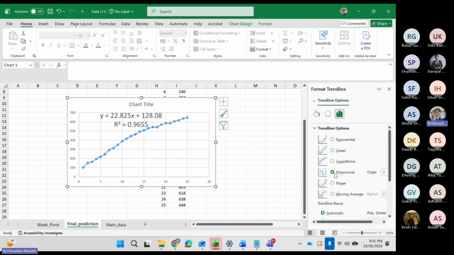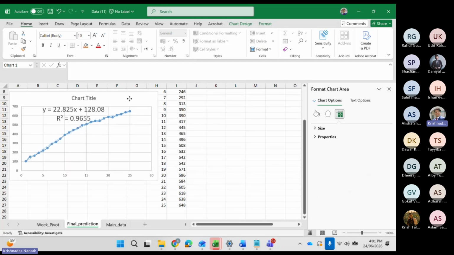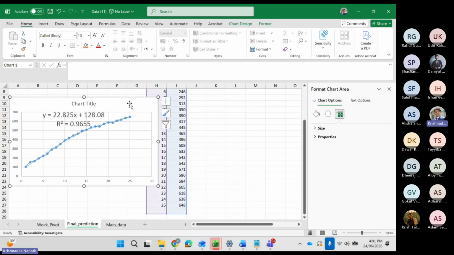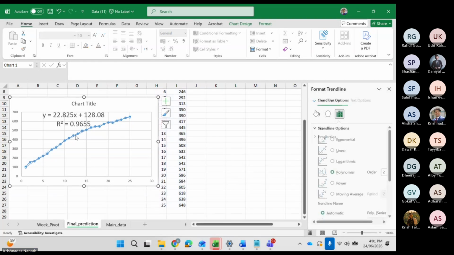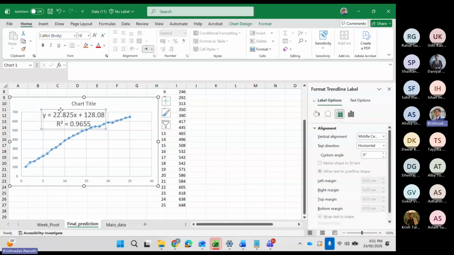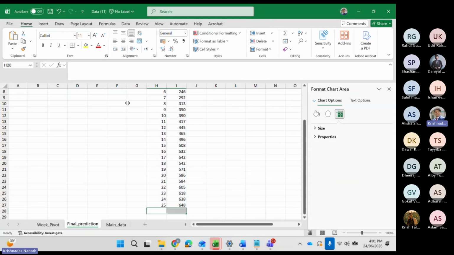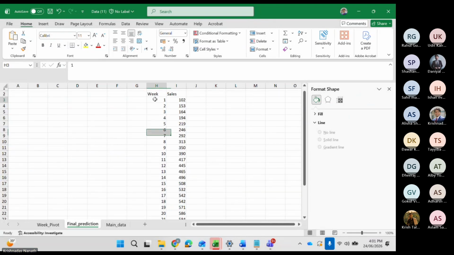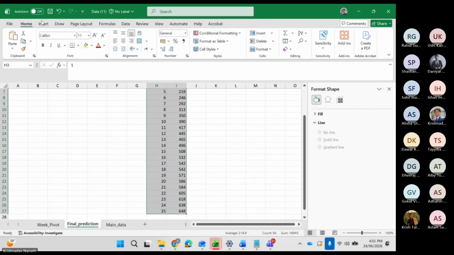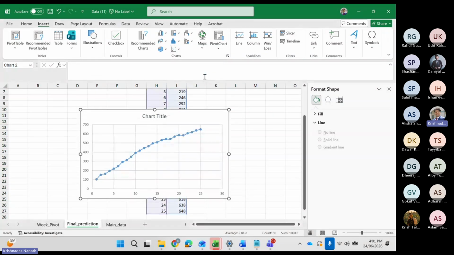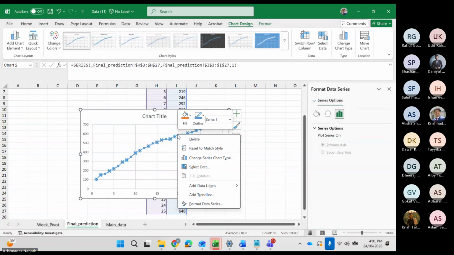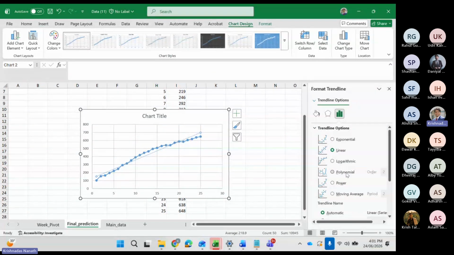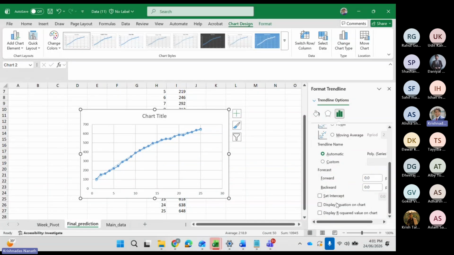Now let me try polynomial. This is where the fun begins. Now, if you look at polynomial, I want all of you to pay attention over here. Just refresh and so insert scatter plot. Let's choose polynomial and let's do display equation on chart.